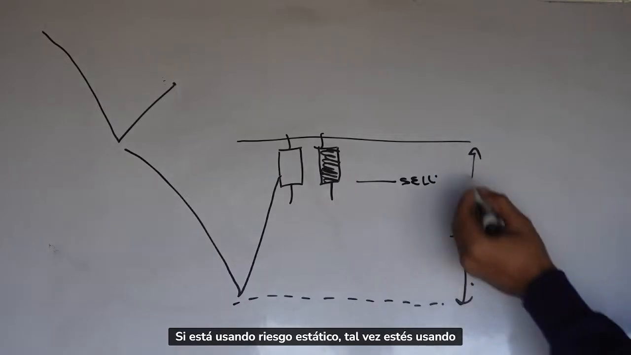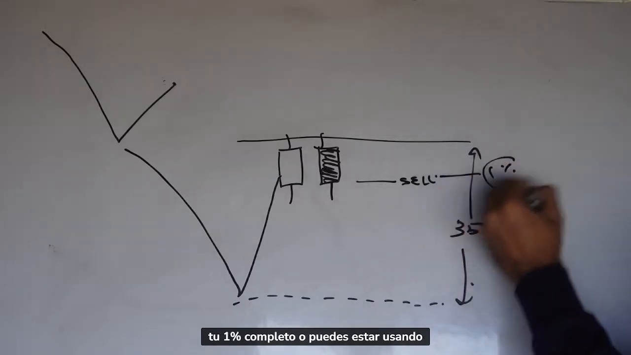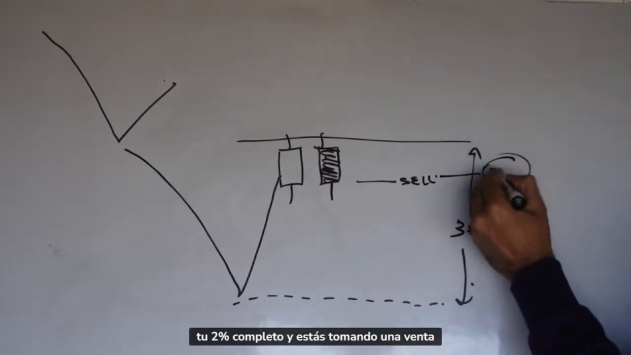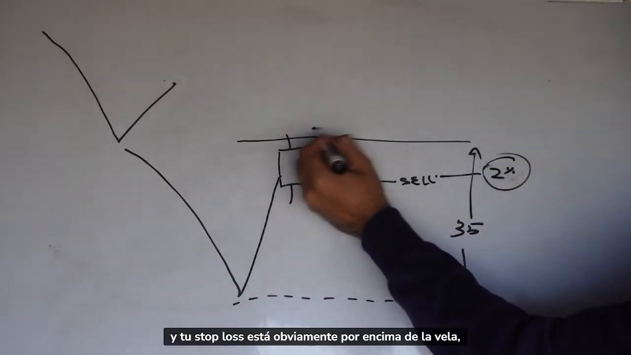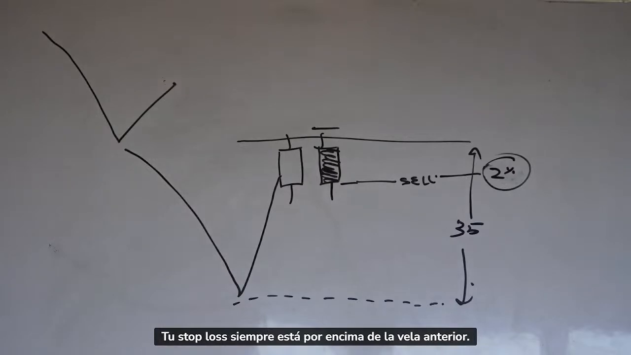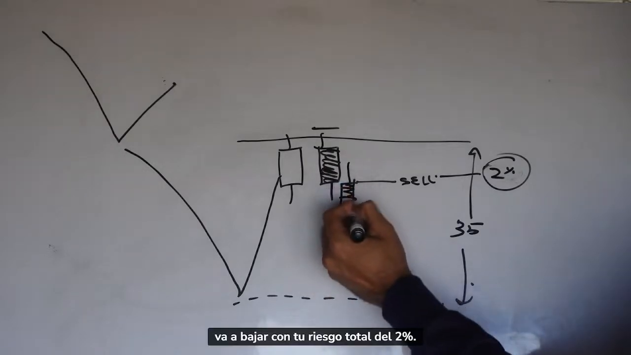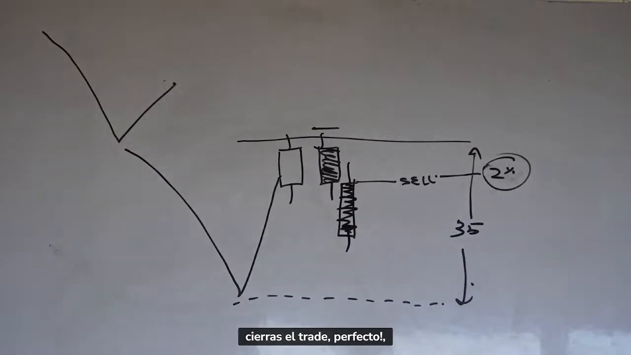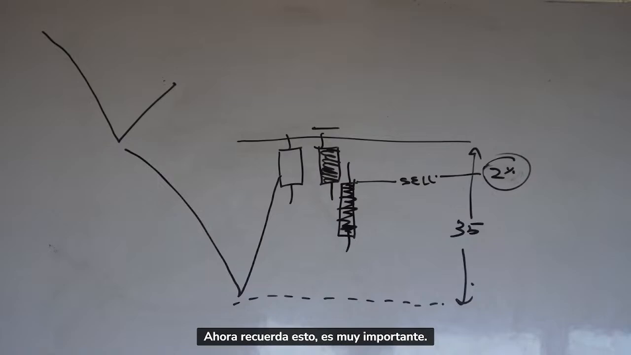So if you're using static risk, you're maybe using your full 1% trade, or you may be using your full 2% trade, and you're taking a sell, and your stop is obviously above the candle, right? Your stop loss is always above the previous candle. You're taking a sell, and you're anticipating price to go down with your full 2% risk. Price goes down, you make some profits, you close the trade, you're like, perfect, I used static risk, and price went in my favor. Now, remember this.